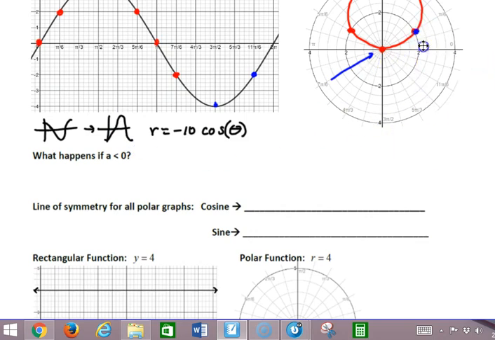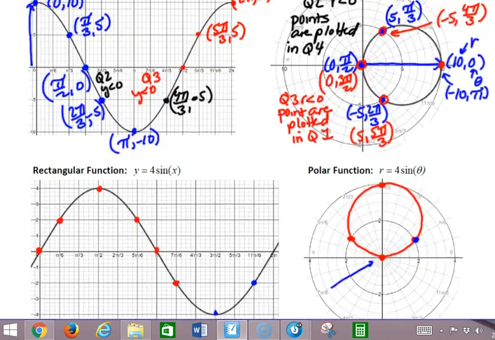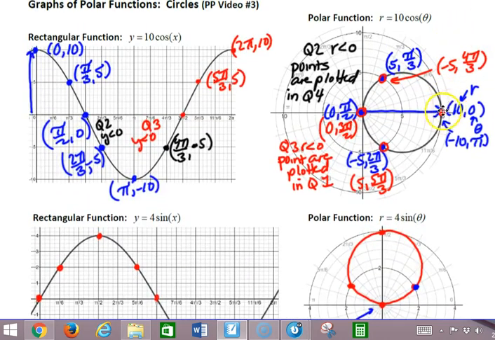So that means for the cosine graph, this point over here would flip over to here. This point would flip down to here. This point would flip over to here. So instead of all the points being in quadrants 1 and 4, all the points would end up in quadrants 2 and 3. All of the quadrant 4 points would end up in quadrant 2. All of the quadrant 1 points would end up in quadrant 3.